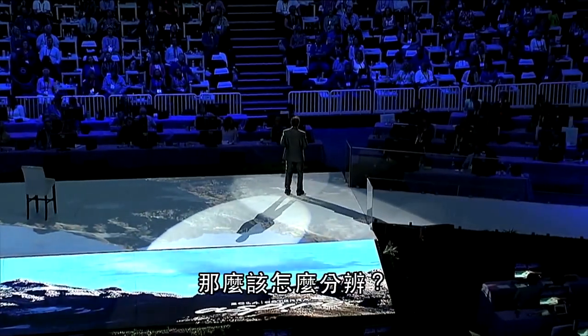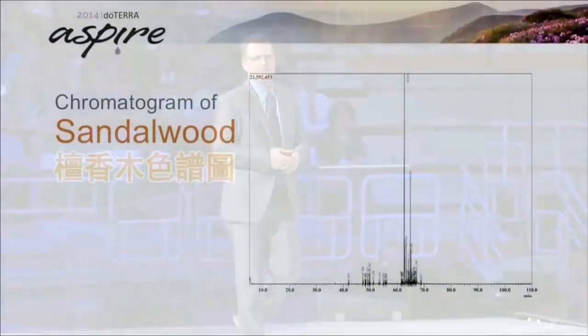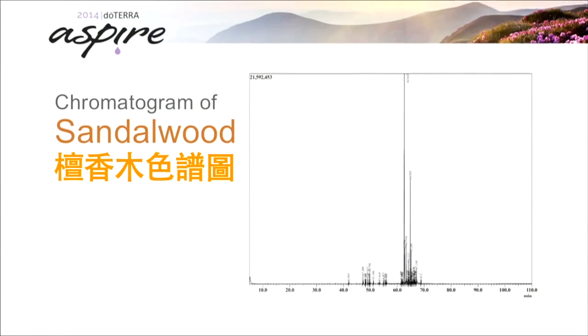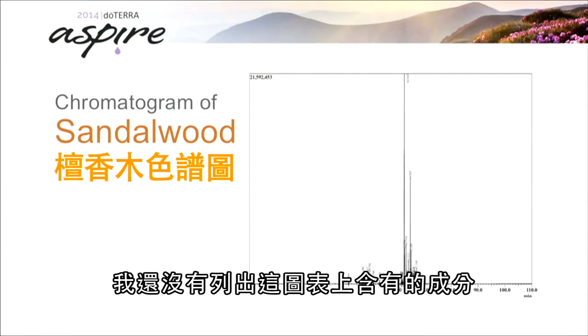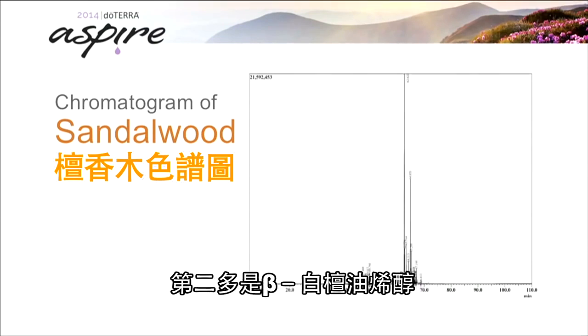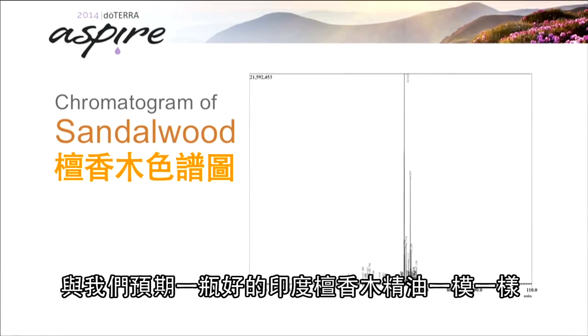So, how do you tell? Good question. Here's a sample of sandalwood that's been adulterated. Now, I haven't listed the components that are there, but the largest peak there would be alpha santalol. The second largest peak would be beta santalol. Every peak that would show up there and would be printed out on the printout would be exactly as we would expect for a good Indian sandalwood.